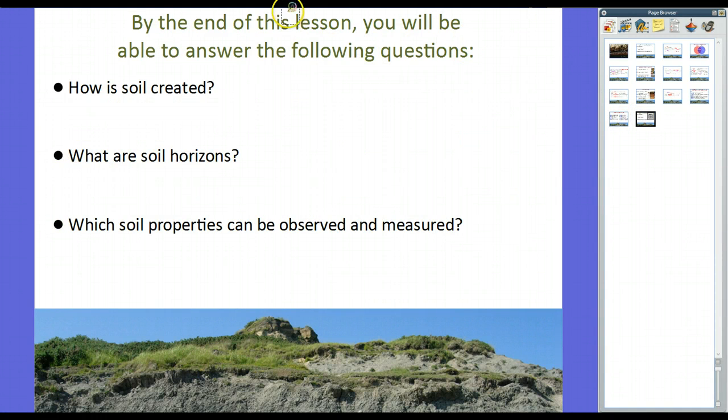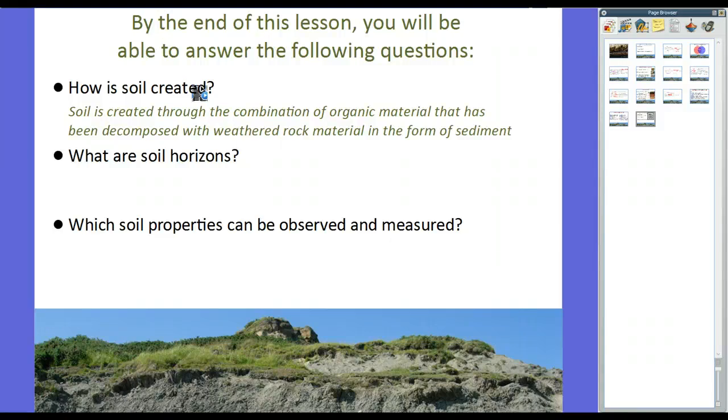So, by the end of this lesson, I know it's a bit long, but a lot of material and not a lot of pictures to go with it, but in class we'll do a demonstration. We'll actually look at some soil horizons. But how is soil created? Well, it's created through the combination of organic material that has been decomposed with weathered rock material in the form of sediment. It's a big mixture of organic solids, inorganic solids, gases, and liquids, mainly water.